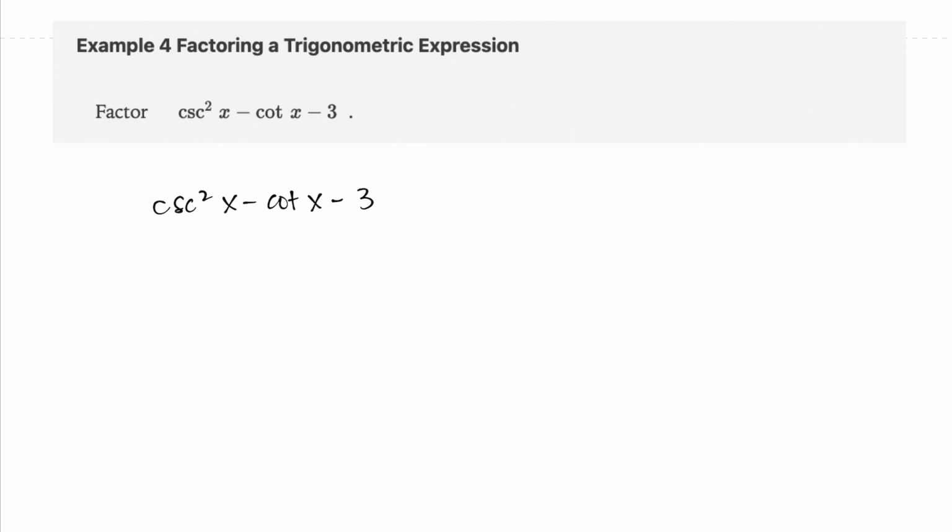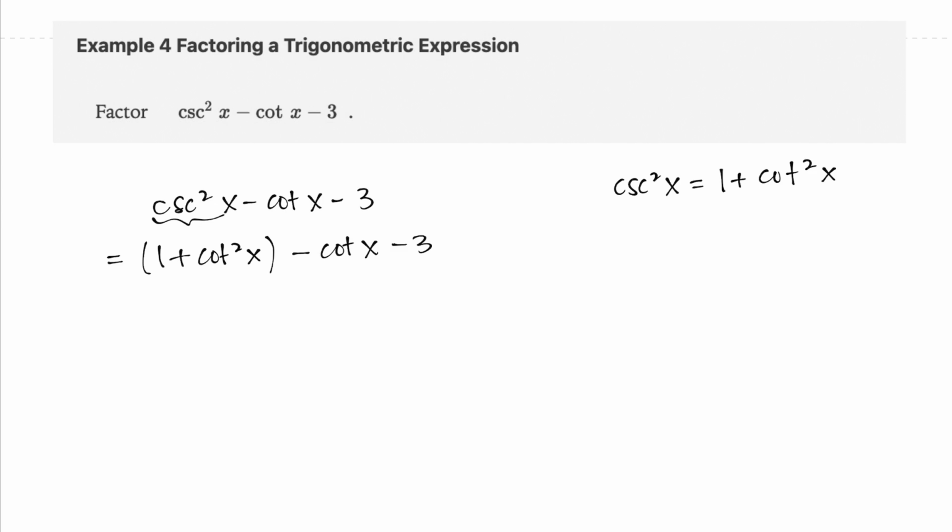What we can do, though, is go back to the Pythagorean identities, particularly the one that states that cosecant squared x is equal to 1 plus cotangent squared x. That is going to be a substitution that we can go ahead and do. So where this cosecant squared x appears, I'm now instead going to write down 1 plus cotangent squared x minus cotangent x minus 3.